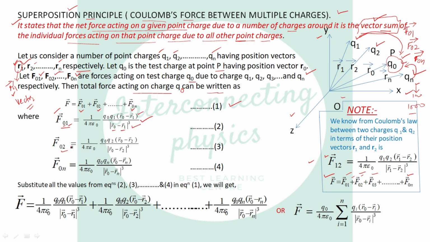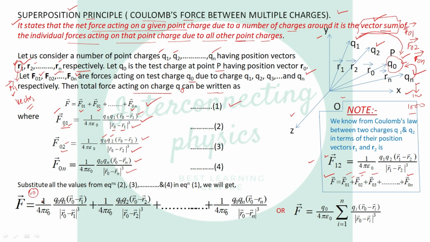Similarly, F02, where 0 means Q0, 2 means Q2: 1 over 4 pi epsilon naught Q0 Q2 (R0 minus R2) divided by |R0 minus R2| whole cube. And F0n vector equal to 1 over 4 pi epsilon naught Q0 Qn (R0 minus Rn) divided by |R0 minus Rn| whole cube. So substitute all these values in equation number 1. You will get the total force acting on the test charge Q0 due to all other charges.